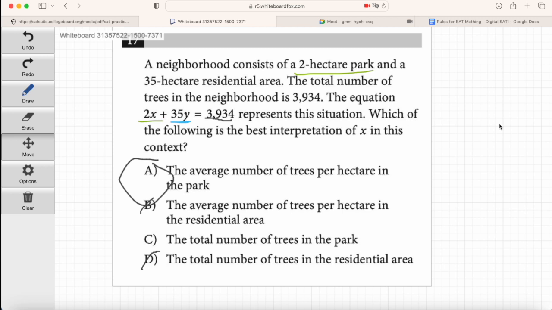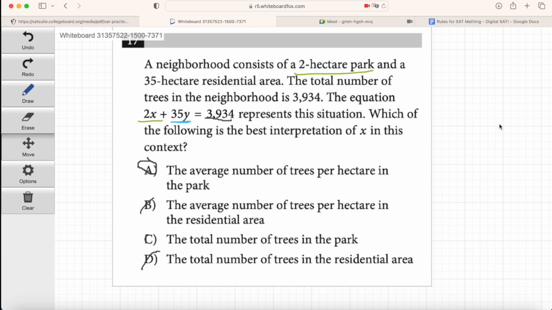Yeah. And again, it doesn't bother me getting a question like this wrong. It's not a great way to test, there's no operation here. It's just, again, understanding what things mean. But when we were deciding between A and C, there was still a way to plug in values, create a value for the average number of trees per hectare and see if that makes sense. It does if you plug that in. But it doesn't make sense if x is the total number of trees in the park.